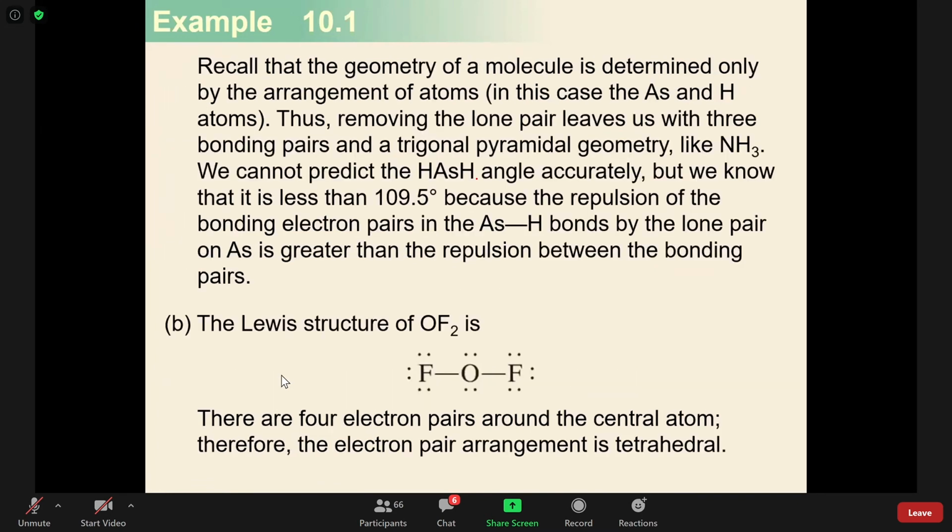Okay, so let's look at some of these other examples. This we just did. What about OF2? You would have to do this Lewis structure yourself, but what is the electron pair geometry of this going to be? Sorry, your trigonal pyramid answers were from before. I just got lost in chat. 4 things around this molecule, tetrahedral. But what about the molecular geometry? What would the molecular geometry of this be?